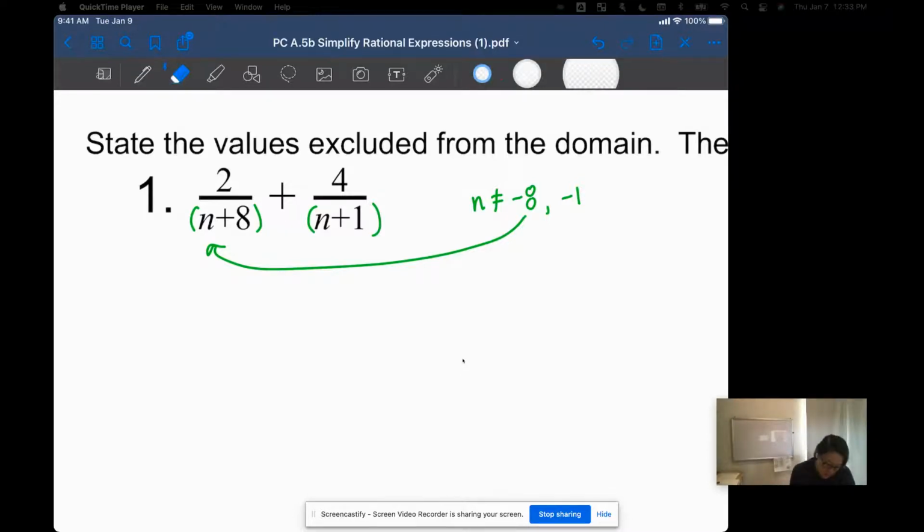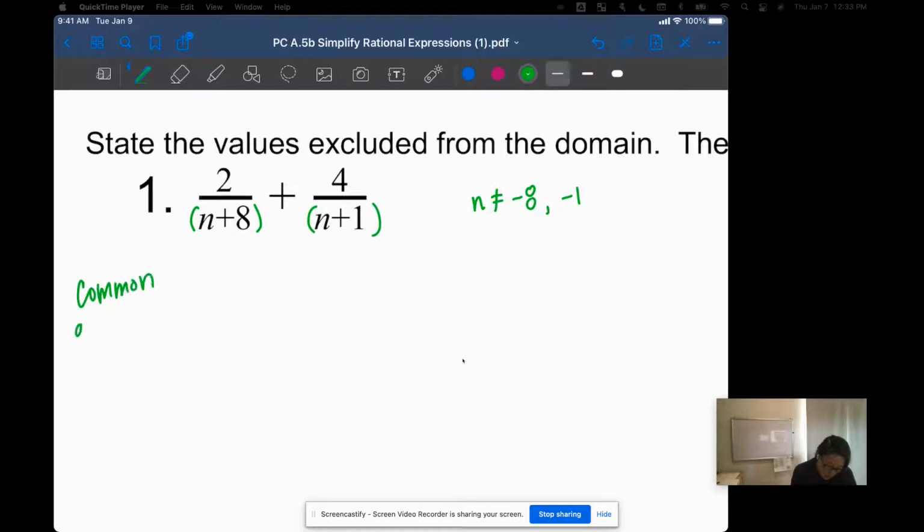All right, so what I need to do is get a common denominator. On the first fraction, the denominator has a factor of n plus 8, and the second fraction has a denominator of n plus 1. So to get a common denominator, I'm going to multiply the second fraction by n plus 8 over n plus 8, and the first fraction by n plus 1 over n plus 1. So a form of 1. Anything I multiply on the bottom, I'm going to have to multiply on the top.